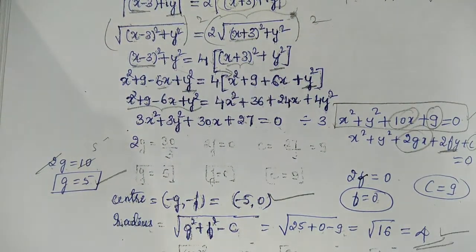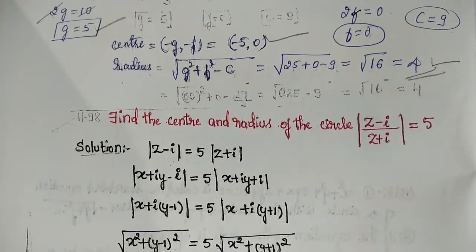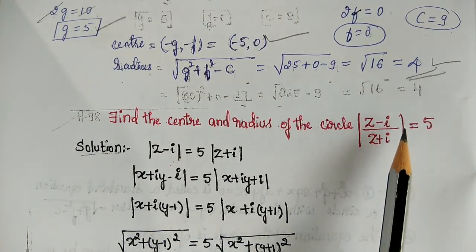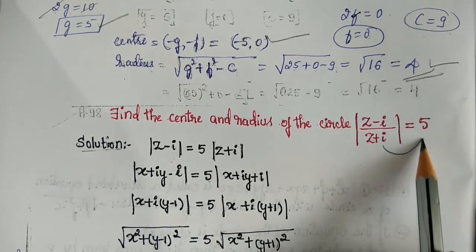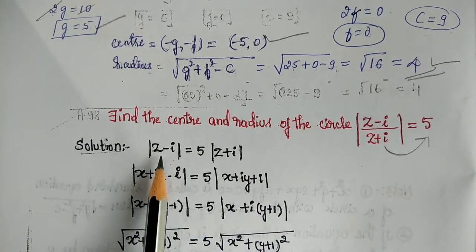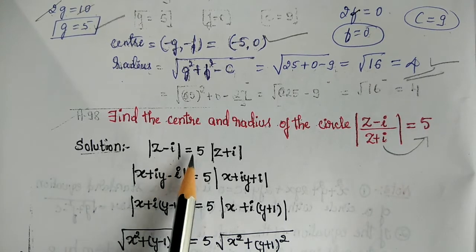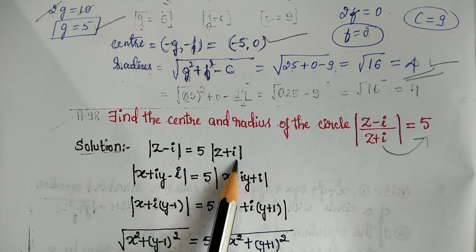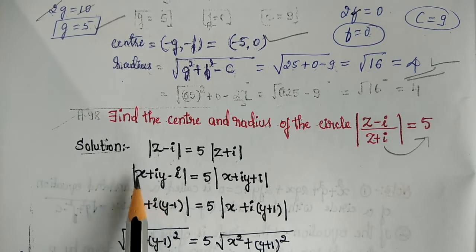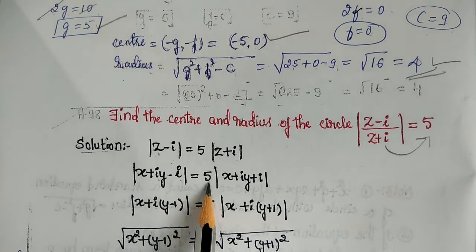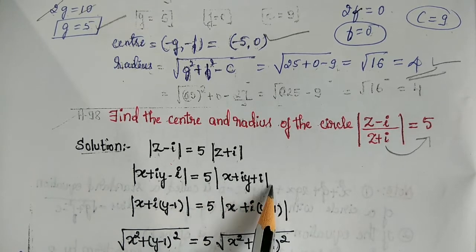So next problem similar to this. Find the center and radius of the circle modulus of z minus i divided by z plus i is equal to 5. Just cross multiply z plus i to the right. It becomes mod z minus i as it is equal to 5 into mod z plus i. Now substitute in place of z as x plus iy. So modulus of x plus iy minus i is equal to 5 modulus of x plus iy plus i.